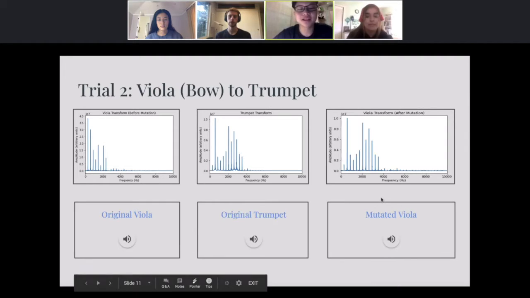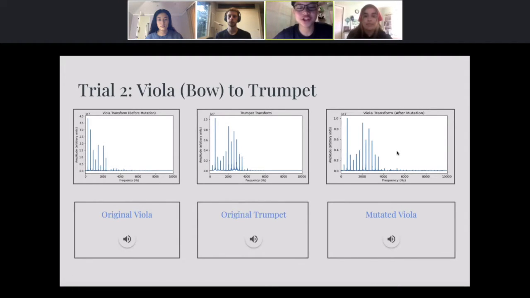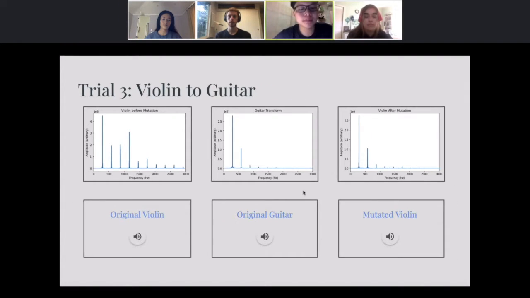Maybe it's not that obvious, but the sound of the viola changed and had some features or quality of the trumpet. Since we only have a limited amount of time, I'm not going to talk too much about the rest of the trials in detail, but if you're interested, feel free to go to our files and listen after class.